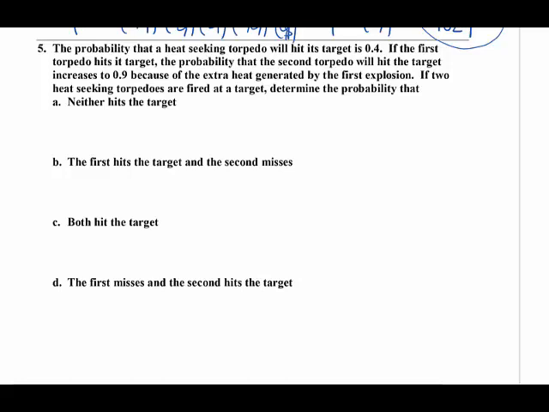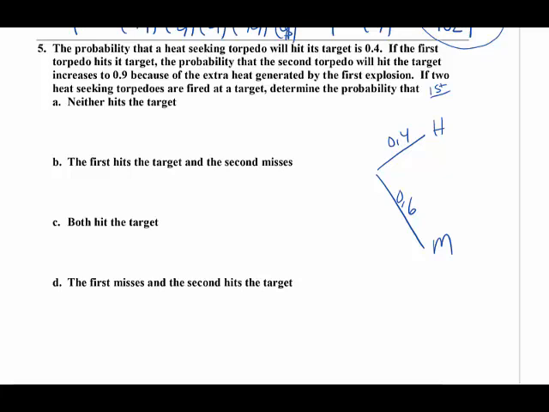When we shoot a torpedo, we have 2 choices, right? We either hit it or we miss. So the first one is either hit or miss. So when we look at this, the probability of hitting the first target is 0.4. So that means it either hits or misses, so it has to add up to 1. So missing it would be 0.6.